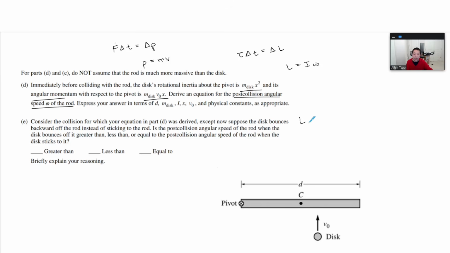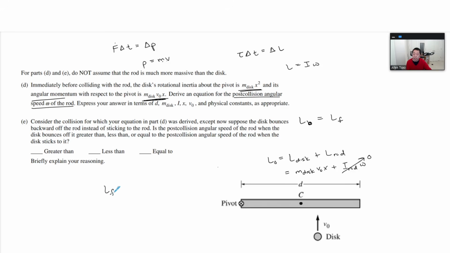So here I want to do the L before the collision. The initial angular momentum equals the final angular momentum if I include the rod and the disk as the system. So they're saying the rotational inertia is this, and the angular momentum. The initial angular momentum is the angular momentum of the disk plus the angular momentum of the rod. The angular momentum of the disk, they told you, is m_disk v0 x. The angular momentum of the rod is 0 because it's I omega, the I of the rod times omega, but omega is 0 because right now the rod is not moving. So this is 0.